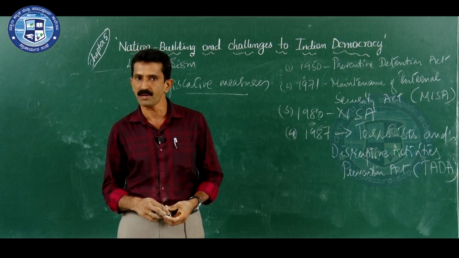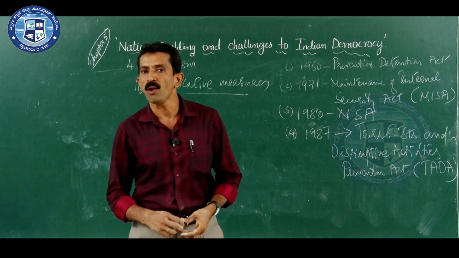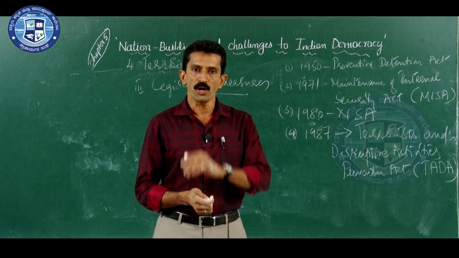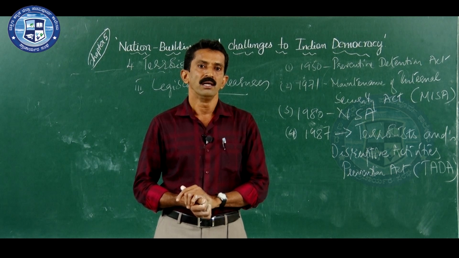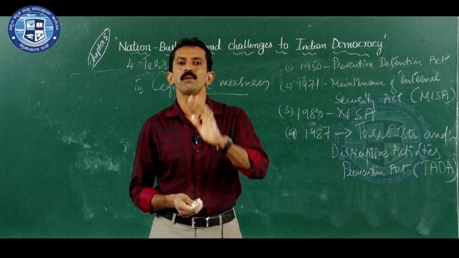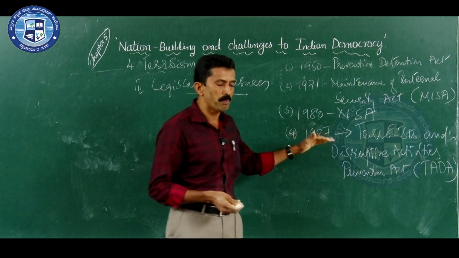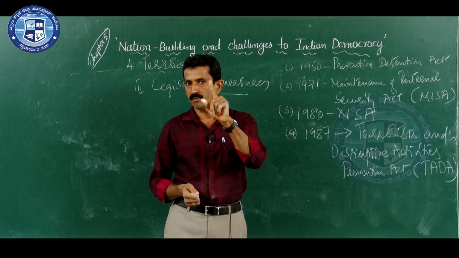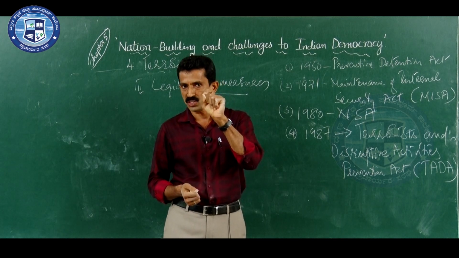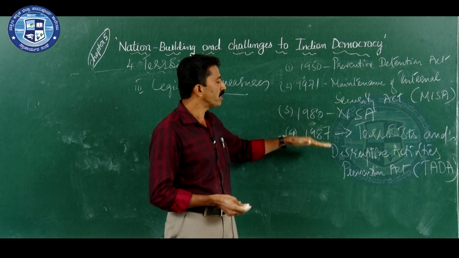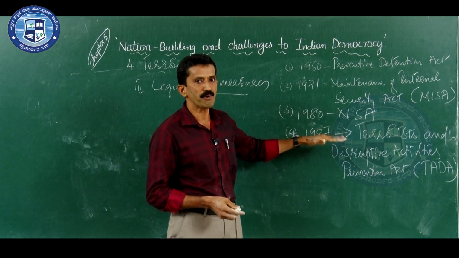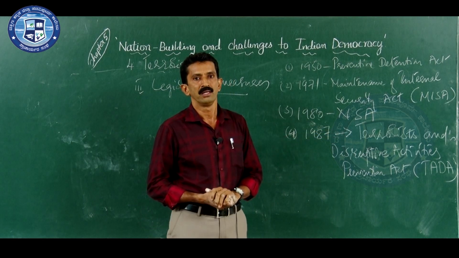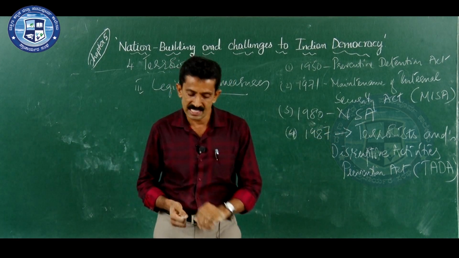In 1987, after a serial bomb blast was carried out by terrorists in Bombay or Mumbai, in order to punish the culprits of the serial bomb blast in Mumbai, this TADA Act was made. And one more thing I want to remind you, film actor Sanjay Dutt was also punished under the TADA Act. He was imprisoned for 7 years under the TADA Act.